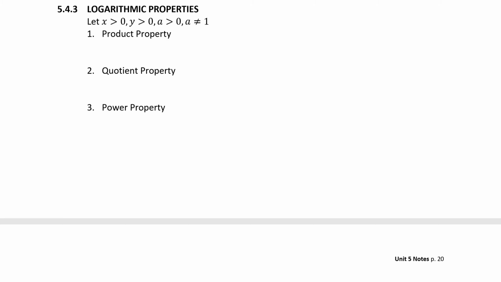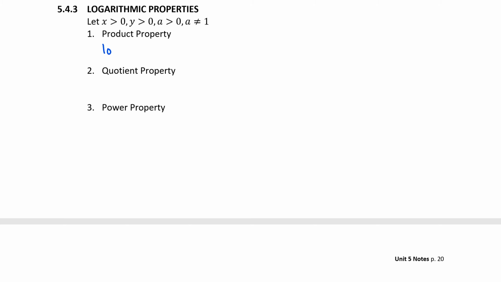Before we solve logarithmic equations, we first must cover some basic logarithmic properties here in section 5.4.3. Each of the properties that we will cover will be reminiscent of rules of exponents that you already know. In fact, connecting these properties back to the rules of exponents that you already know will help you to better understand these properties. The first one is called the product property.